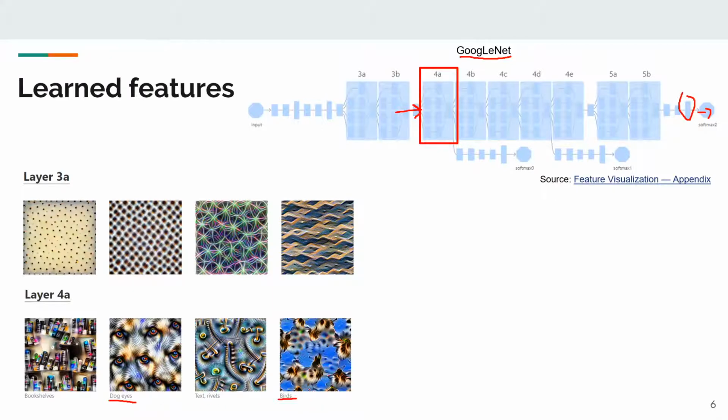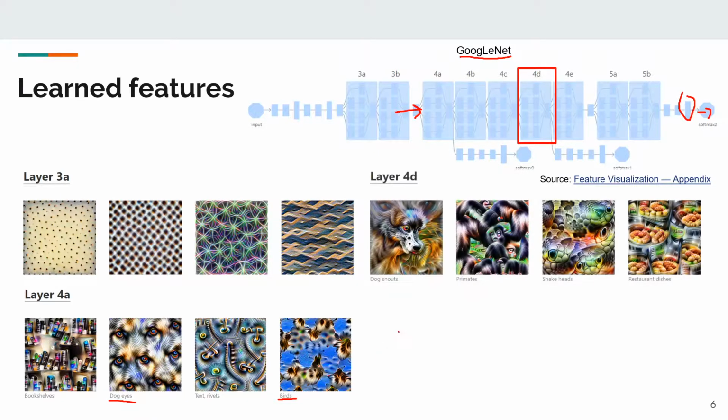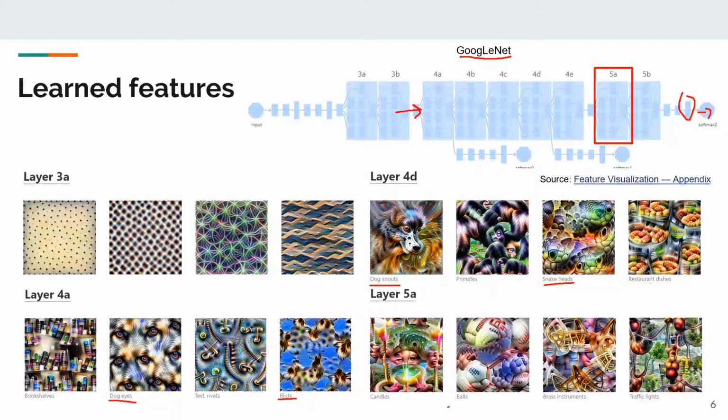The last convolutional layers learn features such as objects or parts of objects. Layer 4d learns more sophisticated concepts like a particular kind of animal snout or snake heads. In layer 5a, visualizations become harder, but the concepts are still specific, like balls or brass instruments. The fully connected layers learn to connect the activations from the high-level features to the individual classes to be predicted. Looks cool, right? But how are these images obtained?